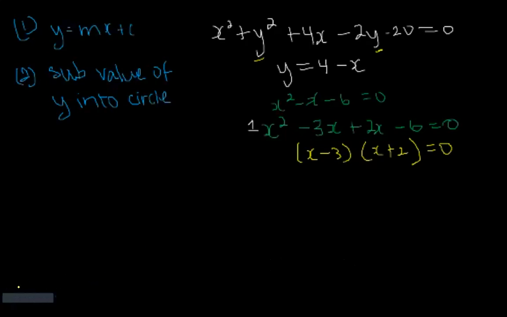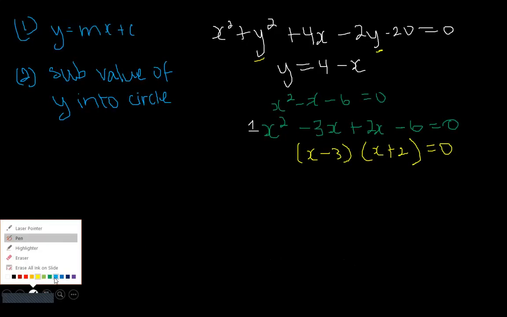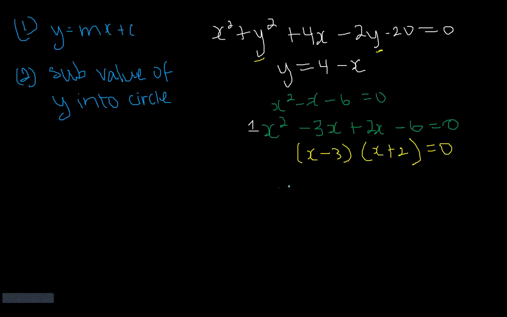We know that when solving by factorization, we need to set each factor equal to 0. So put each factor equal to 0. x minus 3 is one factor, so I put that equal to 0. x plus 2 is the other factor, and I put that equal to 0. And I solve for x. If x minus 3 is equal to 0, that means that x has to be equal to 3. And if x plus 2 is equal to 0, x has to be equal to minus 2.